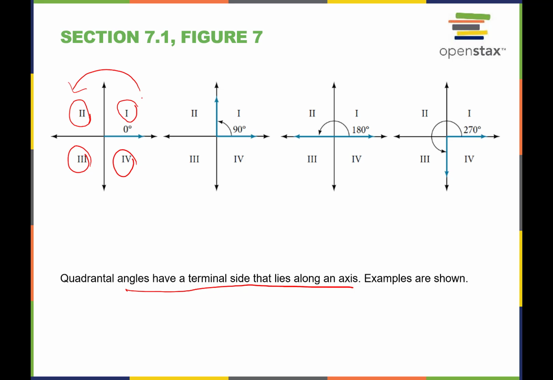When you're in quadrant 1, your x coordinate is positive and your y coordinate is positive. When you're in quadrant 2, your x is negative and your y is positive. When you're in quadrant 3, your x is negative and your y is negative. And then when you're in quadrant 4, your x is positive and your y is negative.